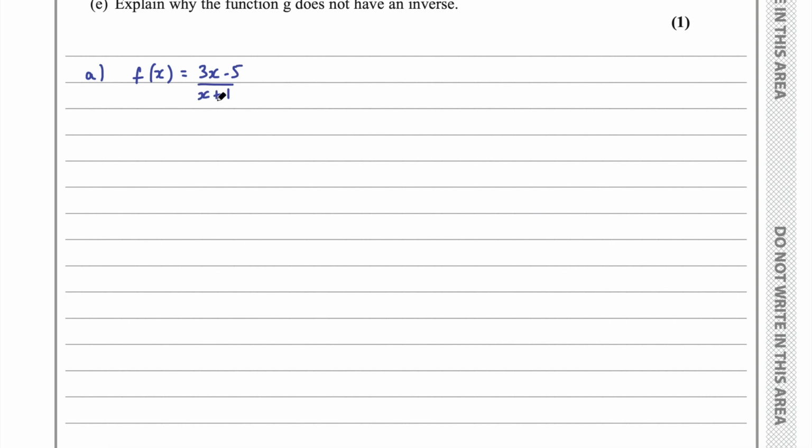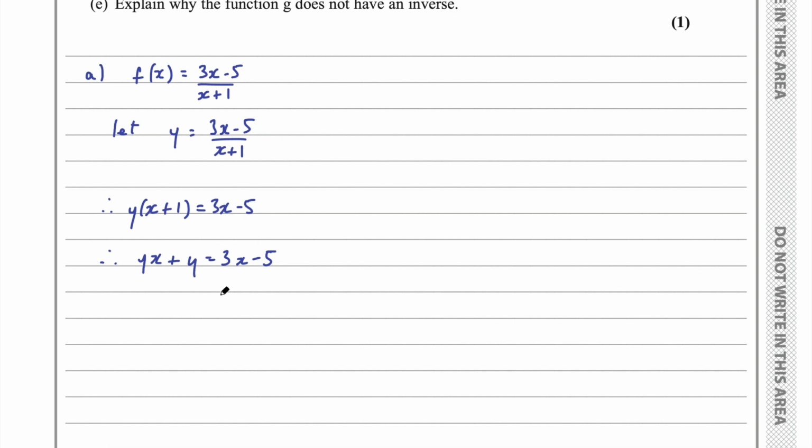Now when you're looking for the inverse of a function, it's generally a good idea to let some variable equal f of x. It's going to make it just a little bit easier to rearrange. So we can say let y equal (3x take 5) over (x plus 1). And then what we want to do is to rearrange this so that x becomes the subject, so we have x by itself on the left-hand side. So we can start that off by multiplying by x plus 1. Therefore we'll have y multiplied by (x plus 1) equals 3x take 5. And then expand the brackets. So therefore we have yx plus y equals 3x take 5.